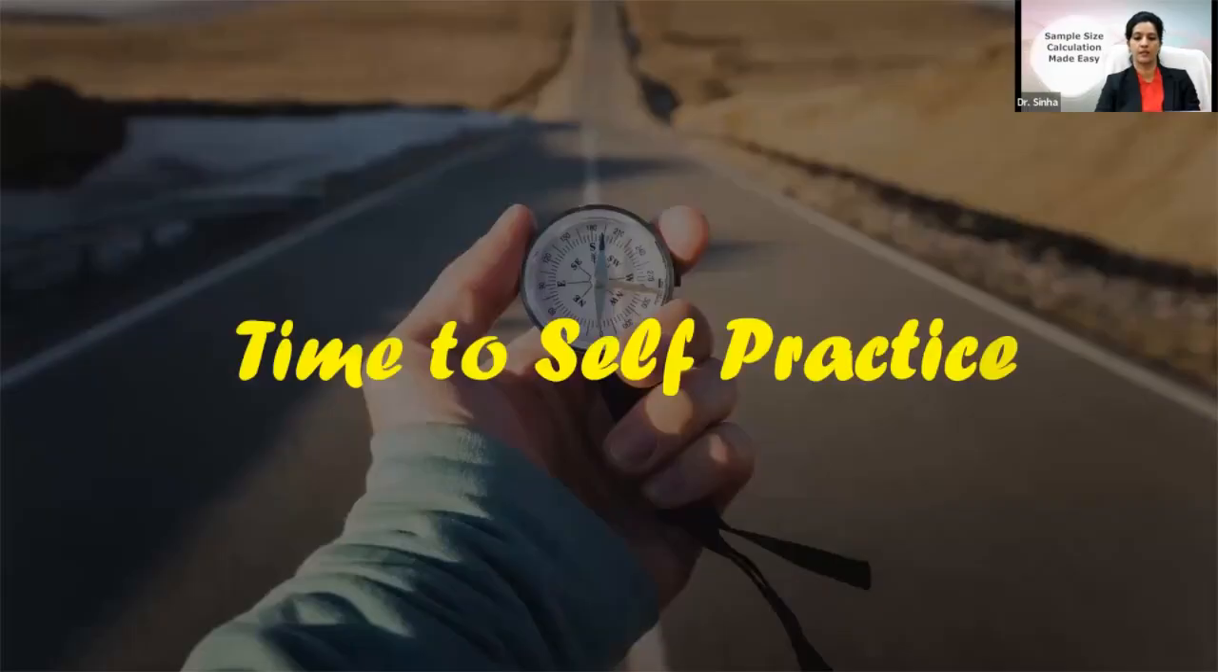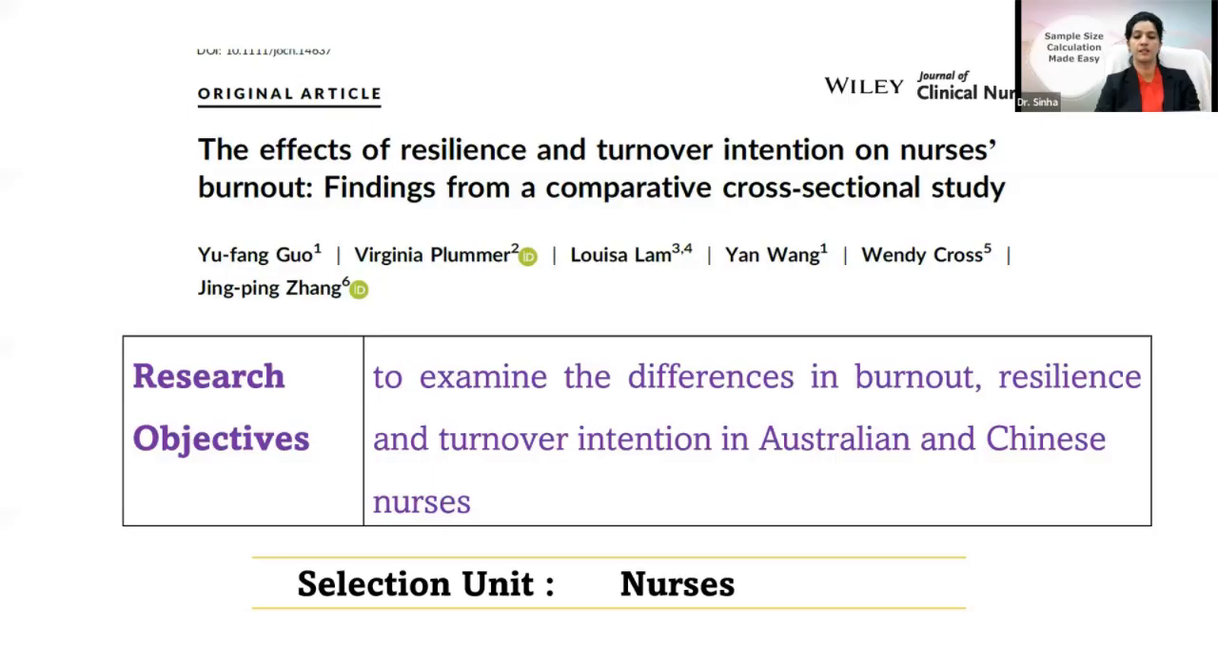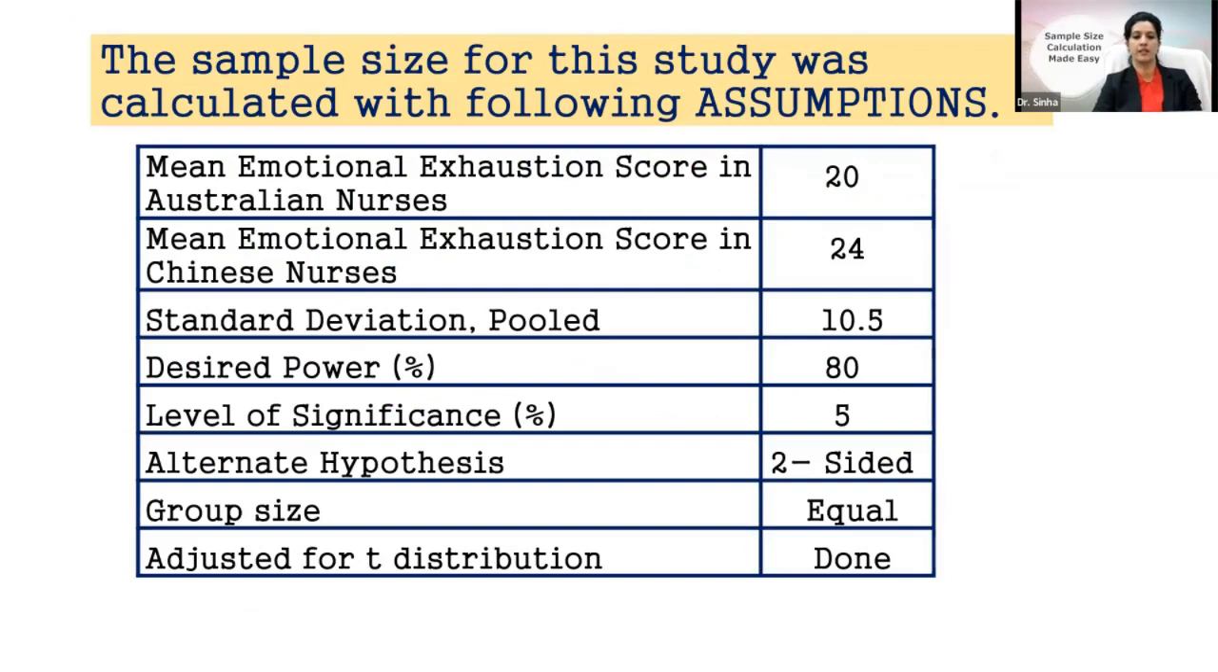Then you can see this: the effect of resilience and turnover intentions of nurses' burnout, a finding from a comparative cross-sectional study. In this case, it is the emotional exhaustion score. Mean emotional exhaustion score in Australian nurses was 20. Mean emotional exhaustion score in Chinese nurses was 24. The pooled standard deviation he has written was 10.5. Desired power was 80%, level of significance 5%. Alternate hypothesis two-sided, group size equal. Now you have to calculate the sample size for this.